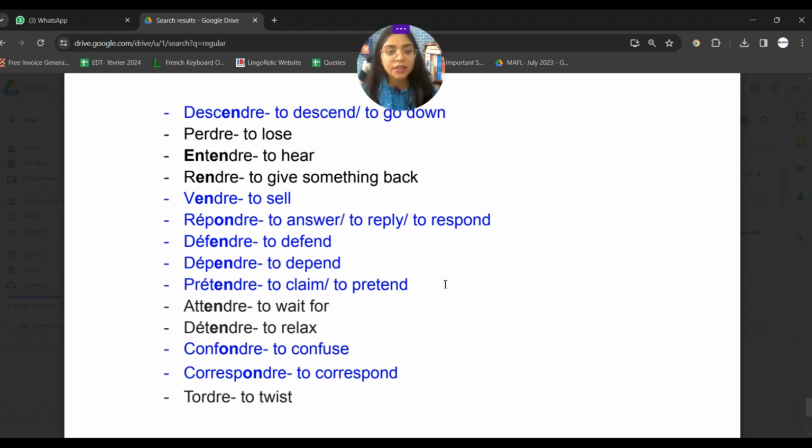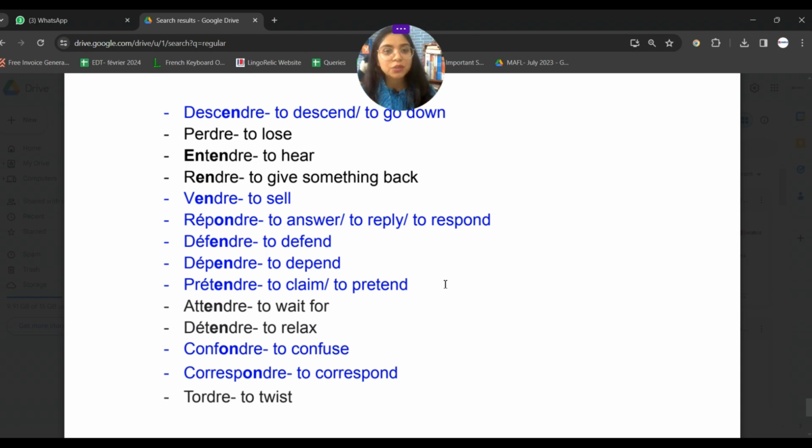Défendre, to defend. Dépendre, to depend. Prétendre, to claim or to pretend. Attendre, to wait for. Détendre, to relax. Confondre, to confuse. Correspondre, to correspond. And finally, tordre, to twist.